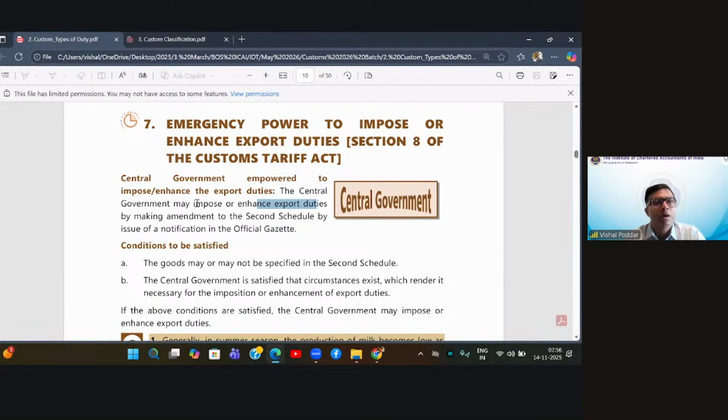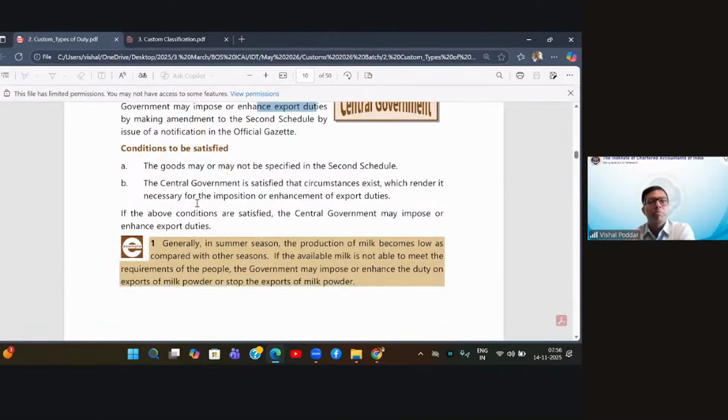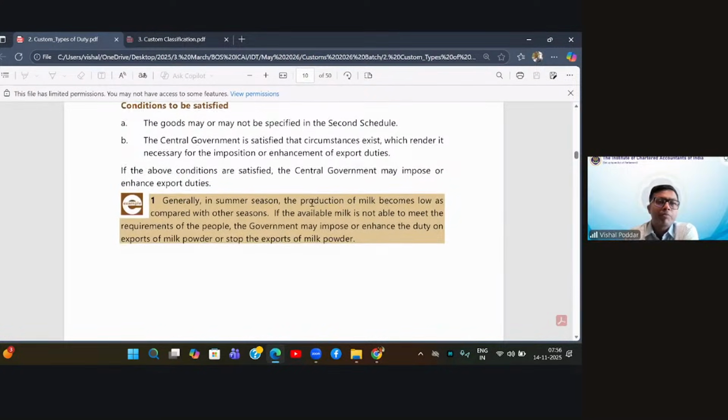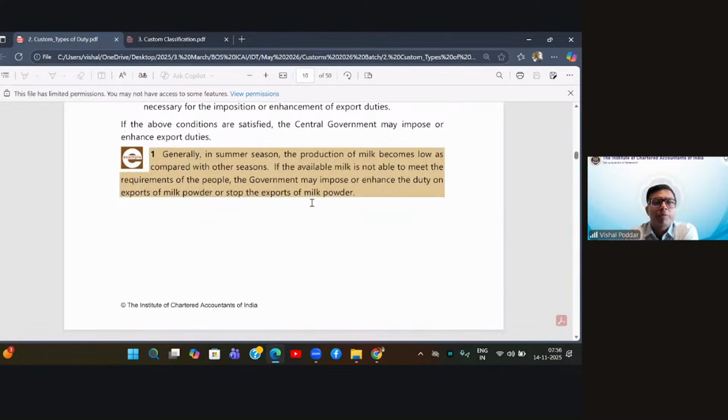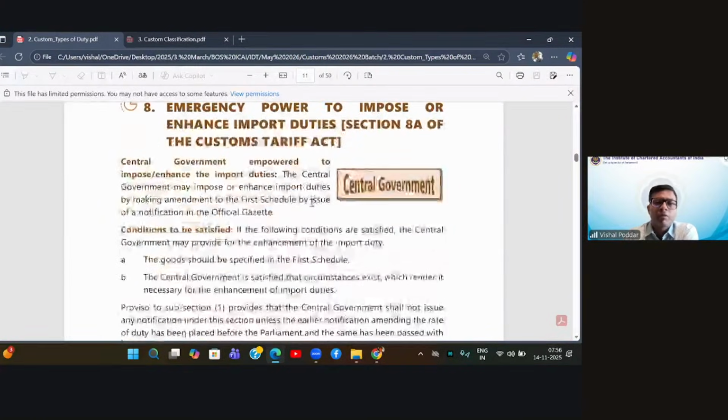Section 8 gives the power to the government to impose or enhance export duty, and Section 8A gives the power to impose or enhance the import duty. So, what it says, the conditions: the goods may or may not be specified in the second schedule. The government is satisfied that circumstances exist which render it necessary for either imposition or enhancement of the duty. So, where the government has information that it is necessary to impose or enhance, the government can impose or enhance export duties.